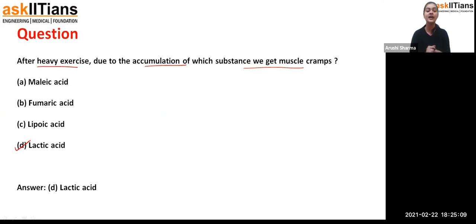Why is it formed? Because when we are doing heavy exercise, the proper supply of oxygen is not there, and when there is no proper supply of oxygen, respiration results in anaerobic respiration. We have discussed that when anaerobic respiration occurs, we don't get carbon dioxide or water at that point, we get lactic acid. Because of the accumulation of lactic acid, we get muscle cramps. So option D is the correct answer. Fine.